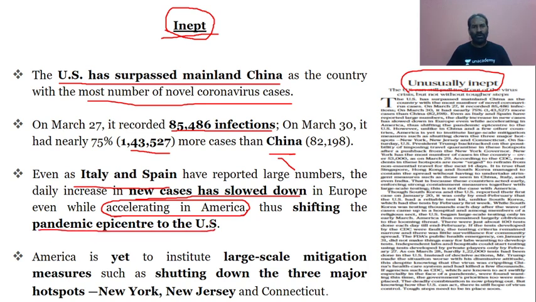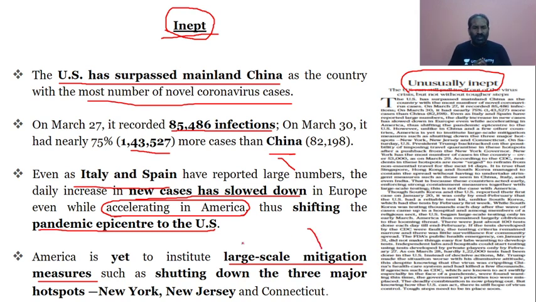This is the cause of concern. The shift is now, initially it was China which was the epicenter, later on it shifted to Europe, and now the epicenter of COVID-19 is the US. And this is the reason: the attitude or the measures taken up by the US. America is yet to institute large scale mitigation measures, because this is what is important.